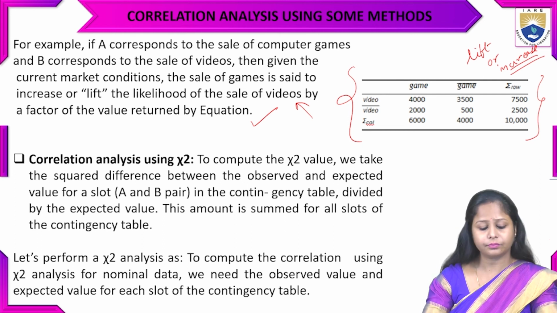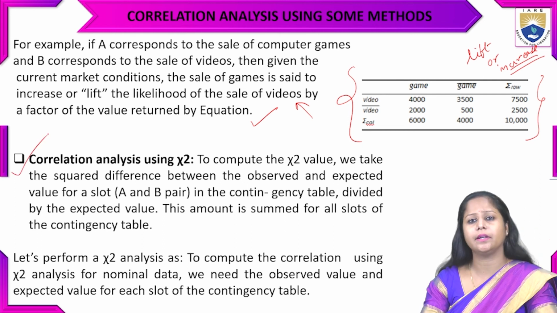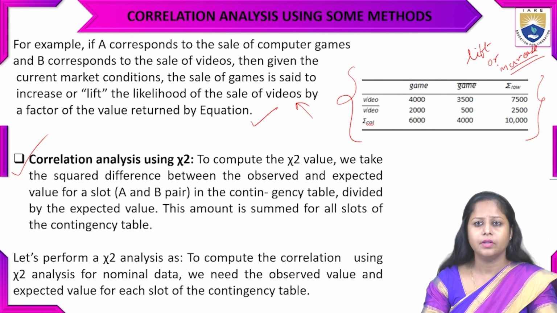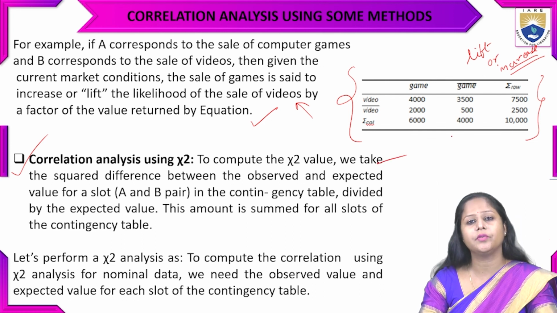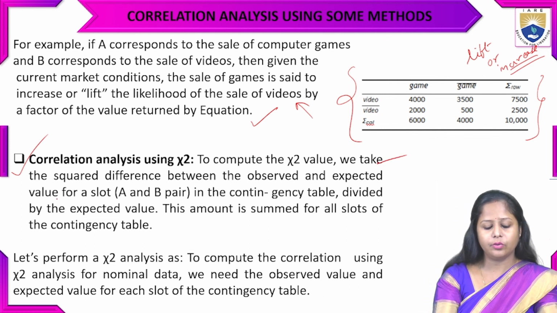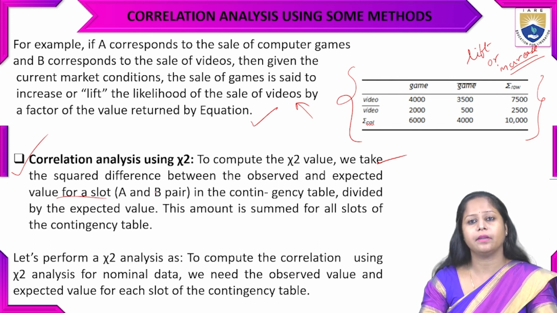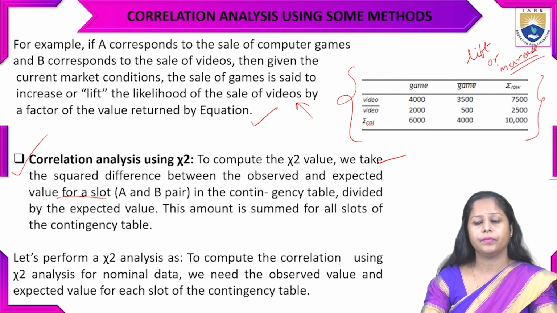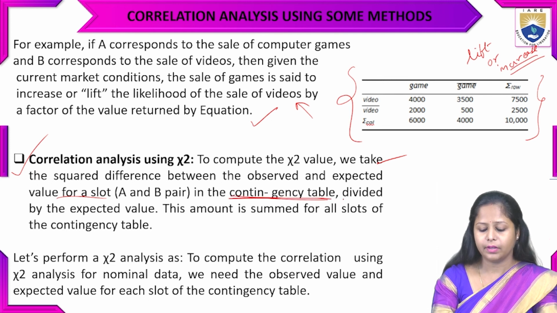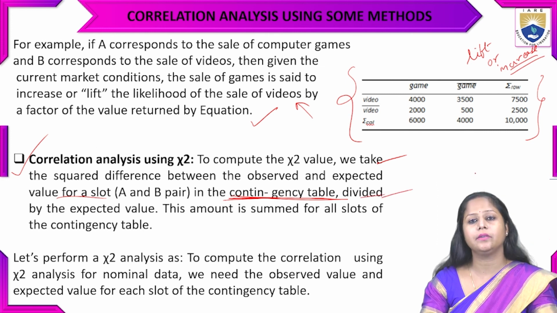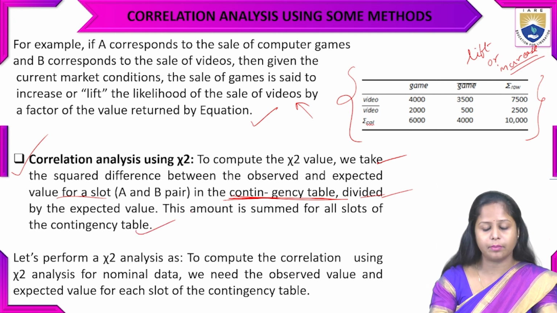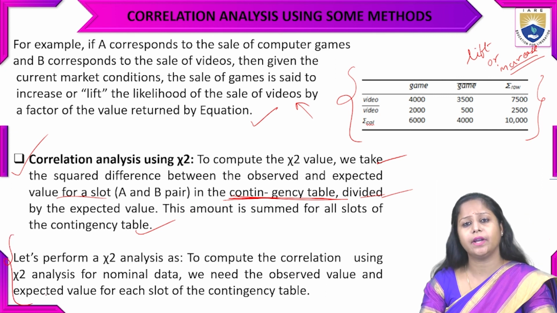So we will check another method, that is correlation analysis using chi-square. To compute the chi-square value, we take the squared difference between the observed and expected value for a slot, the A and B pair in the contingency table, divided by the expected value. This amount is summed over all slots of the contingency table, and we calculate the chi-square value.